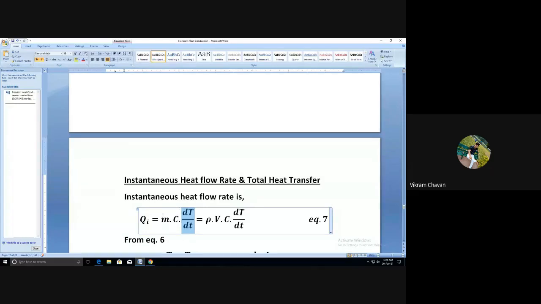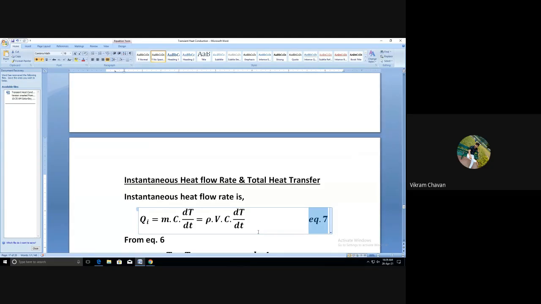So instantaneous heat transfer Q suffix i will be equal to m multiplied by c multiplied by dT divided by d small t, where m is the mass of body, c is the specific heat, dT is nothing but temperature change, and it is changing with respect to time, that is nothing but dT divided by d small t. Okay, so further we have taken the formula for mass as volume multiplied by density. So our equation will become rho multiplied by V multiplied by C multiplied by dT divided by d small t. So that will be our equation number 7.